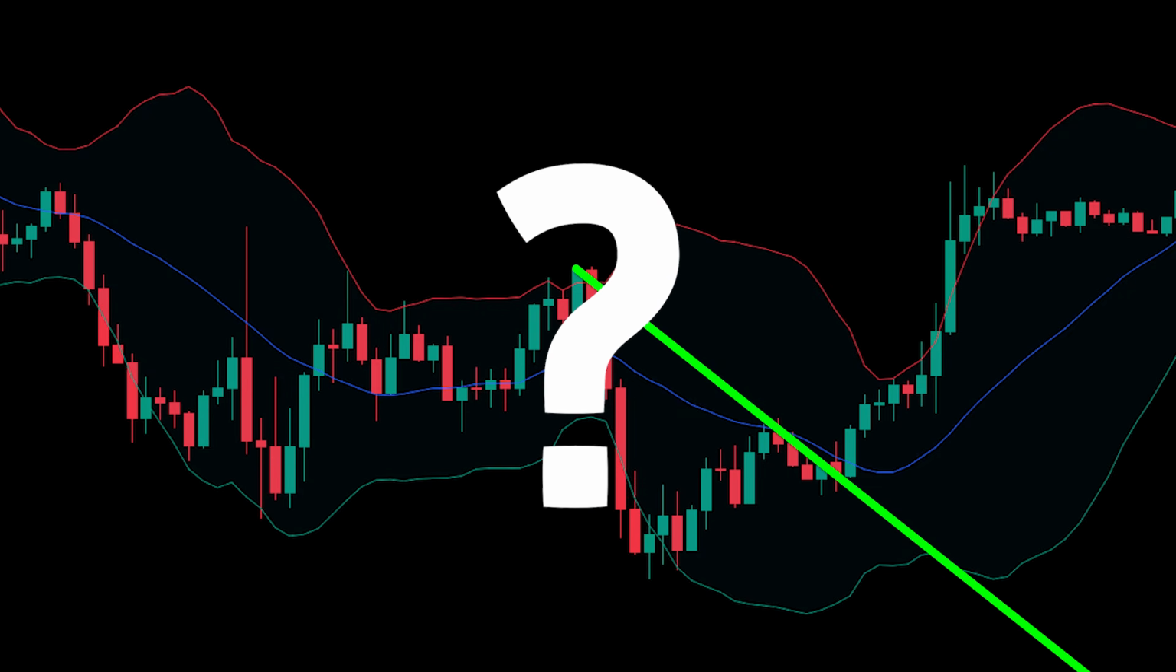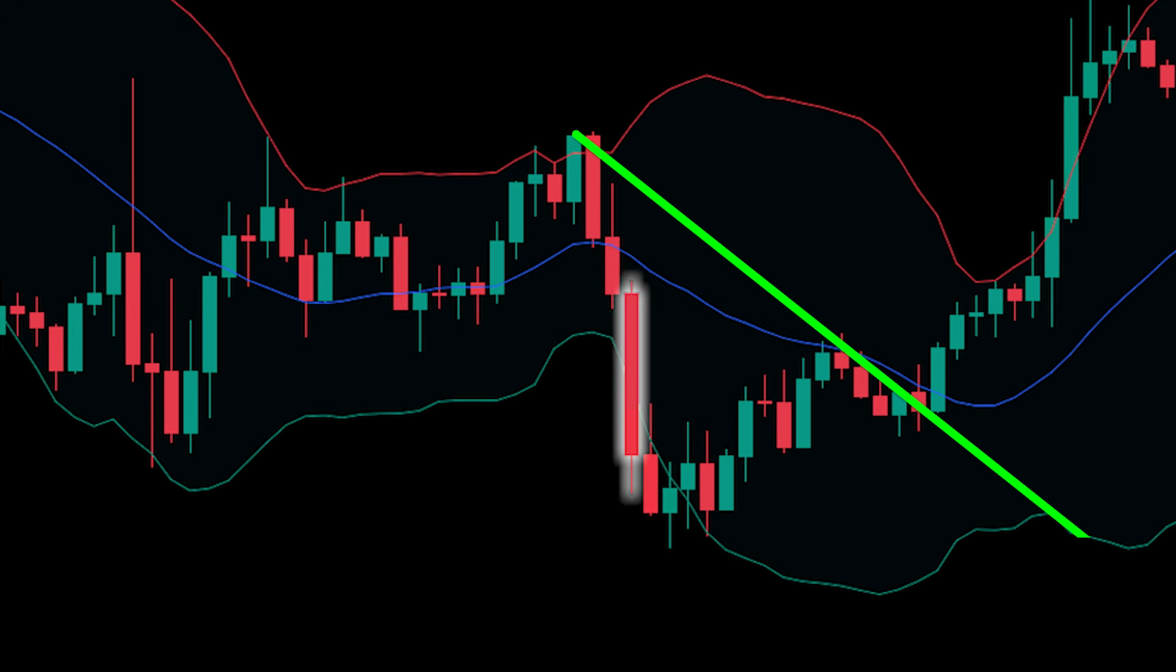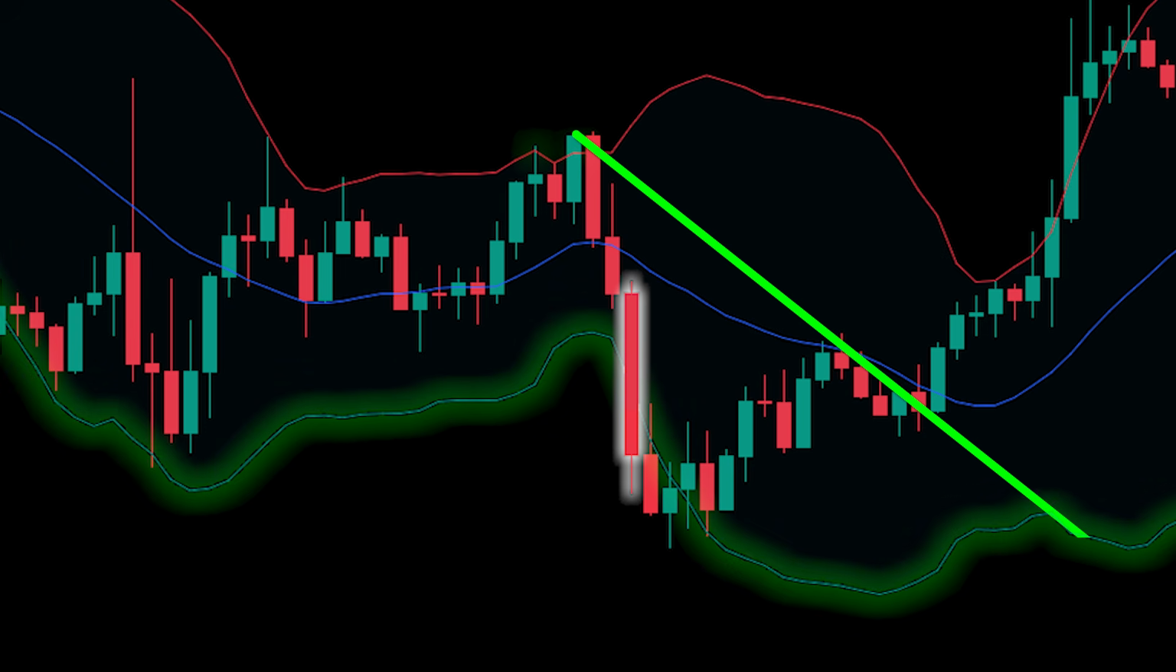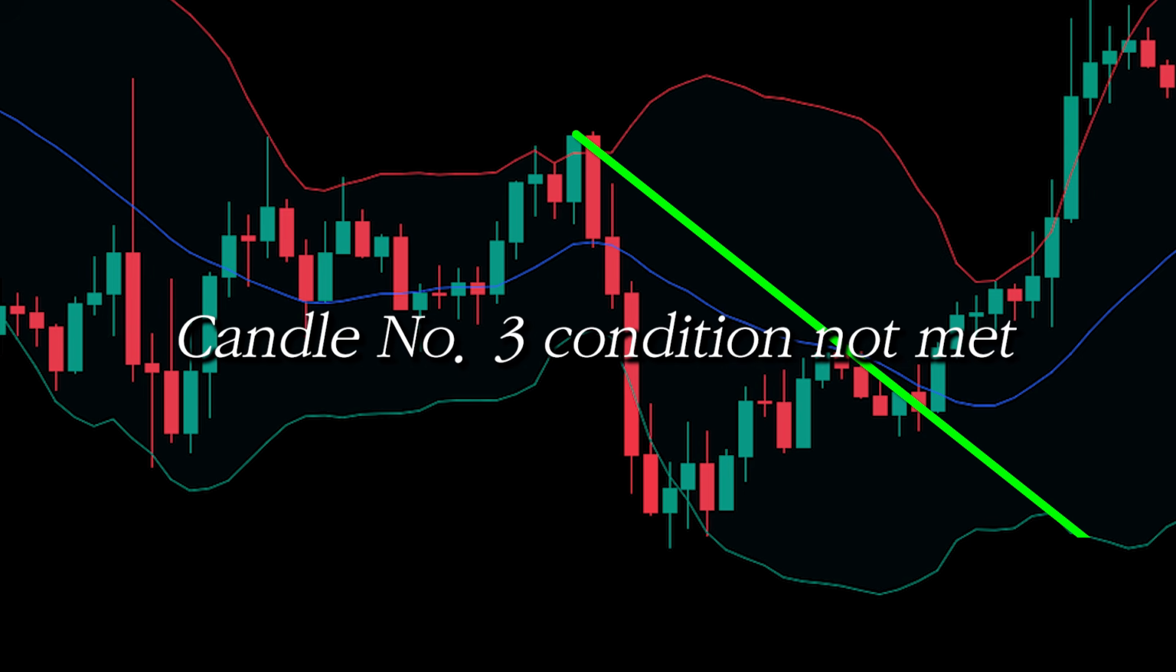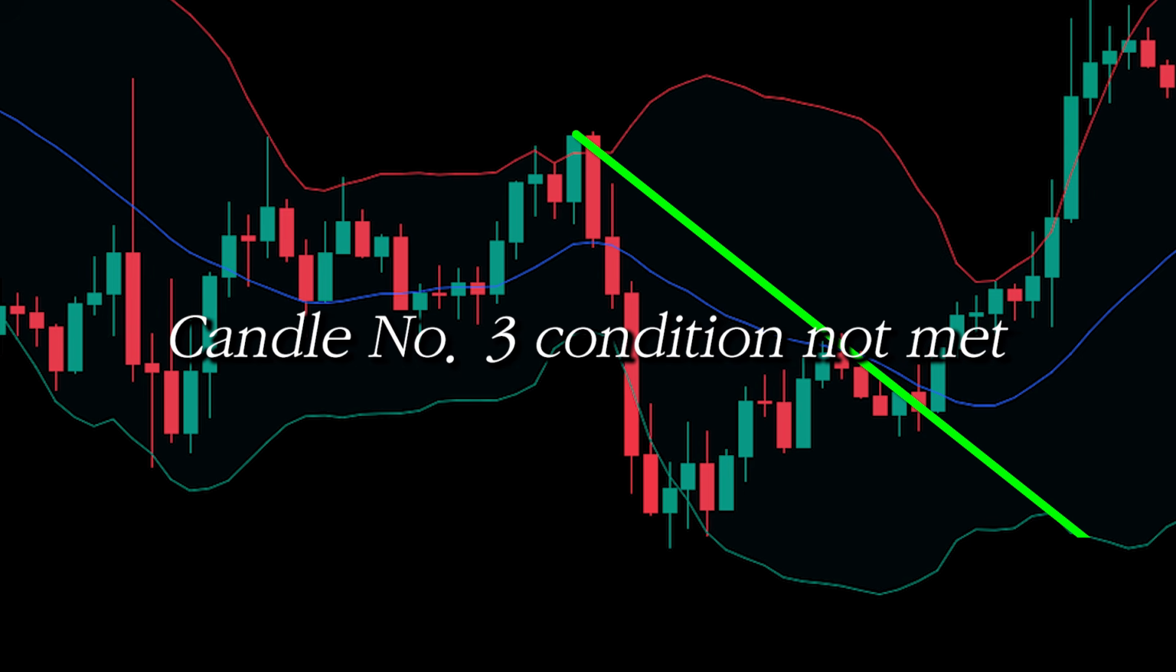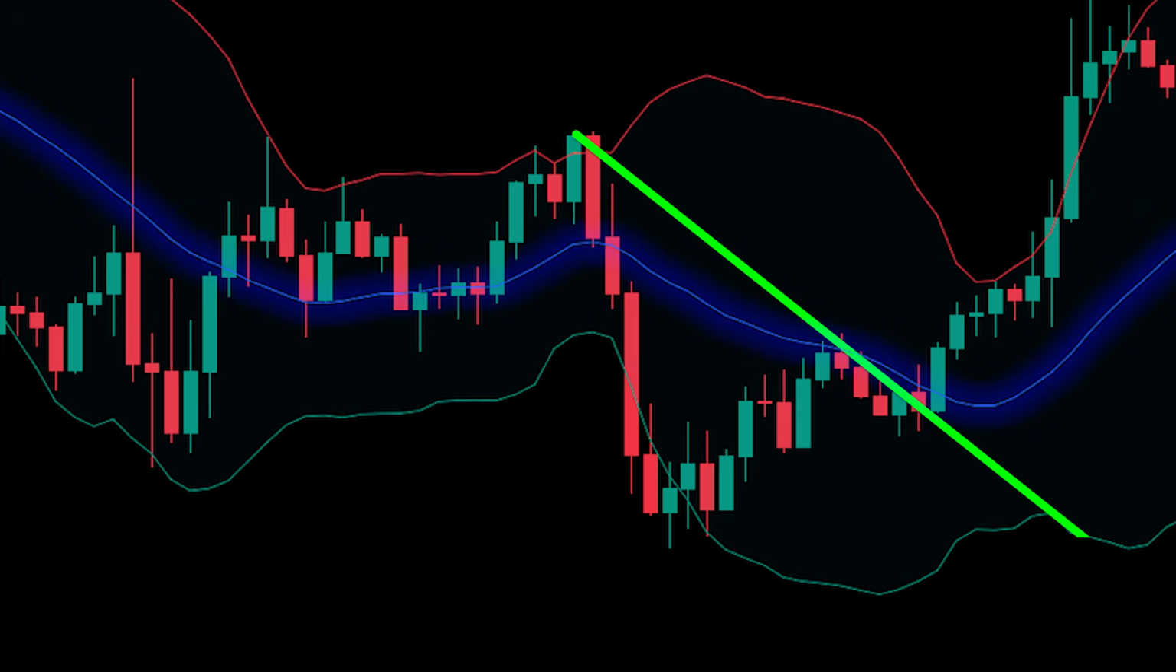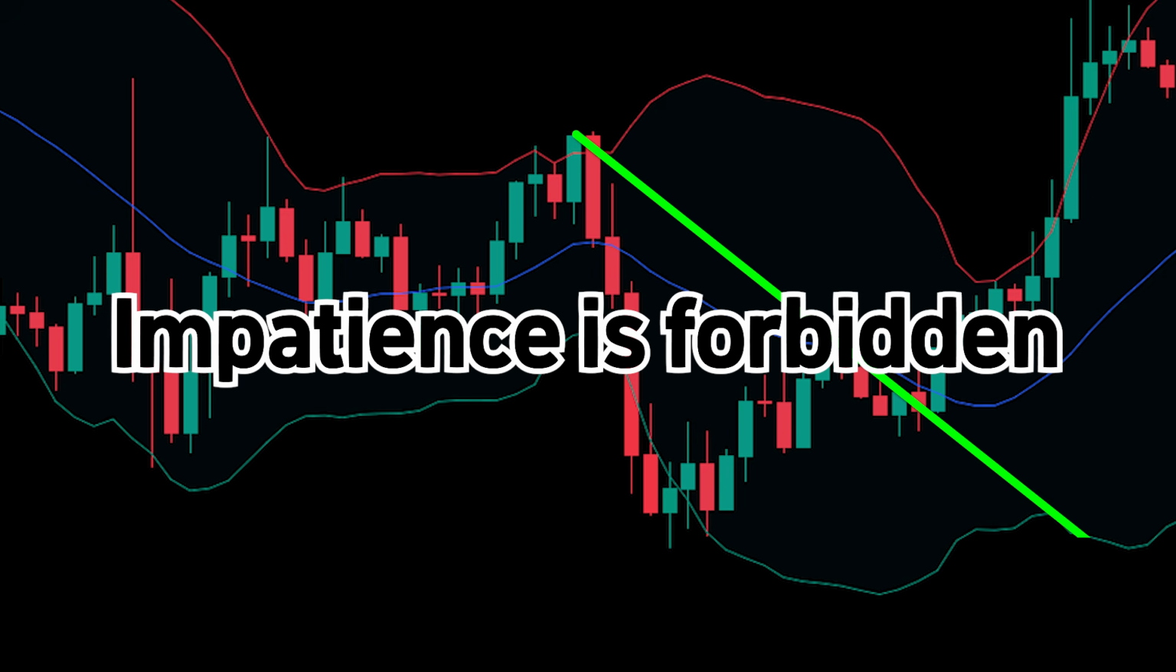Let me clarify one point that often causes confusion. Sometimes, after Candle 2, price drops back to the lower band without touching the middle band first. In that case, the Candle 3 condition is not met. The candle must first touch the middle band before reversing direction. If this condition isn't met, wait. Entering too early is the most common mistake with this strategy.